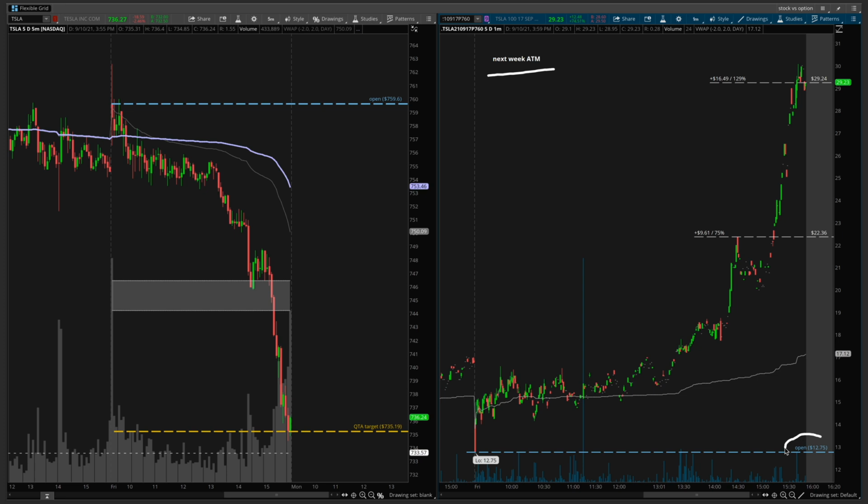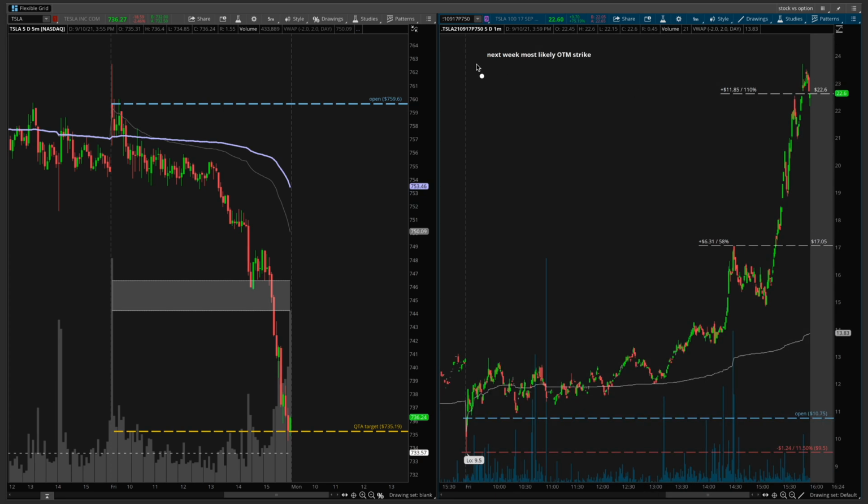Here's the next week at the money. It would have cost $12.75 to just buy at the open. No drawdown here. And as we can see, by the close it was going for $29. So an increase of over 120%, which is excellent. But I want to show you guys something right here. We'll take a look when we look back at the spreadsheet as it's easier to compare. This is nice to see visually, but I want to show you guys certain things in a few minutes.